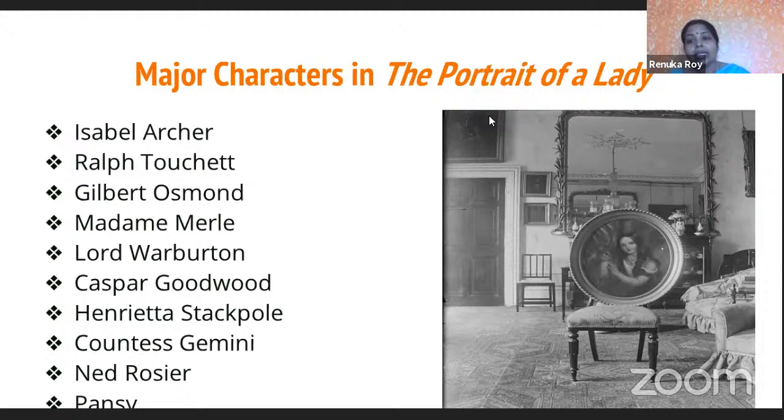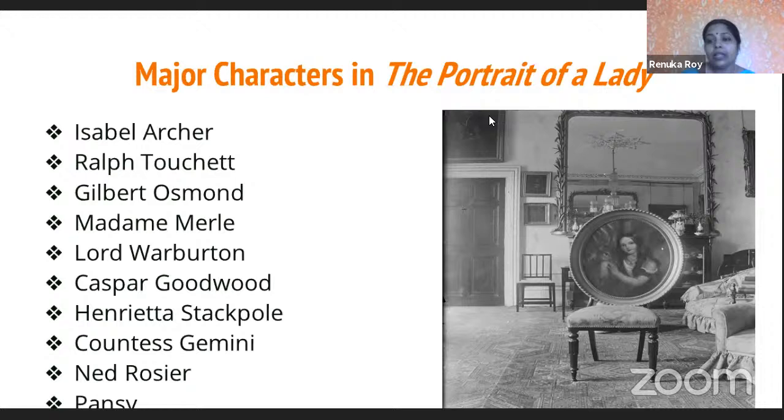Isabel Archer, as we had discussed, is the heroine. She is the main character in the novel, the protagonist. Ralph Touchett is Isabel's cousin, who is an American expatriate in England. Ralph's father, Mr. Daniel Touchett, is a banker. And they have huge property, and many houses in different parts of England.